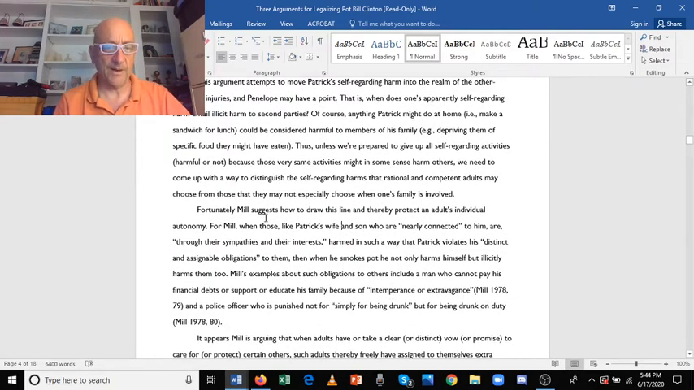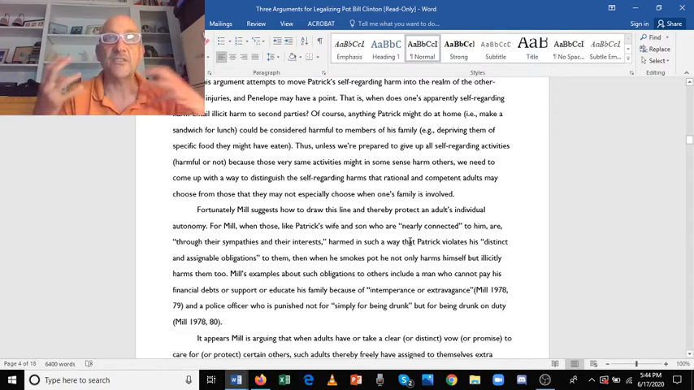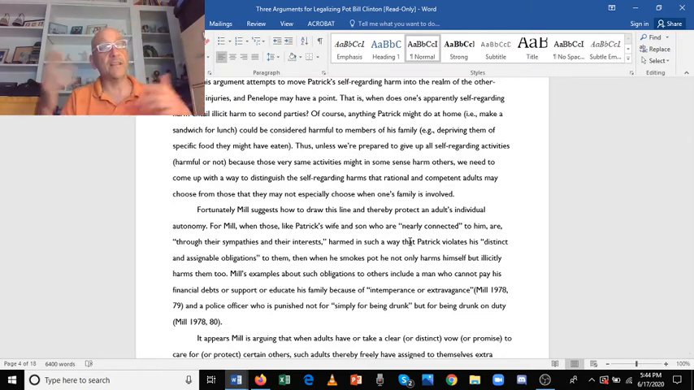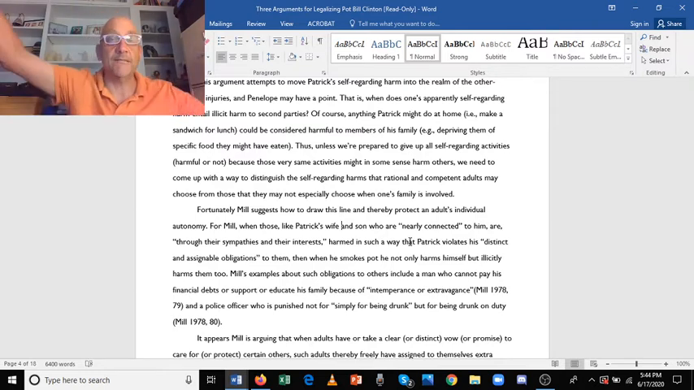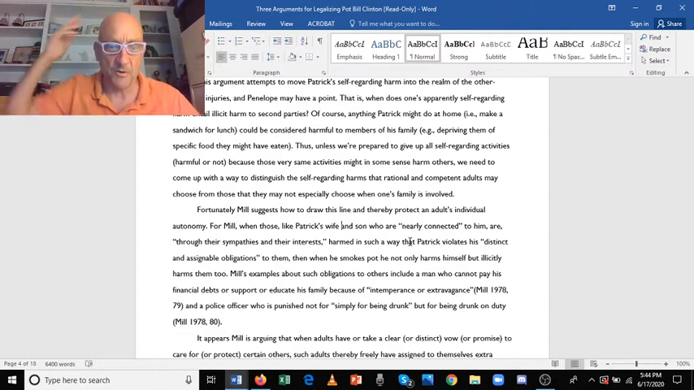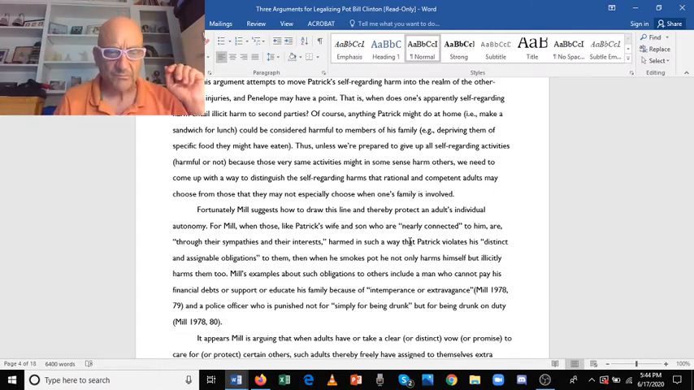When I'm on the fortunately paragraph, Patrick's wife and son are uniquely connected to him. Patrick, that's Bill. They have a connection to him that other people don't have, right? Through their sympathies and interests. I mean, they love and care for him and vice versa. So when he harms himself, it hurts them in a different kind of special way than when, say, his friends see him harm himself, or, heck, his coworkers hear next Monday that he's been smoking pot Monday night.